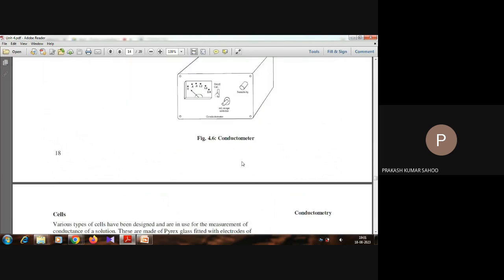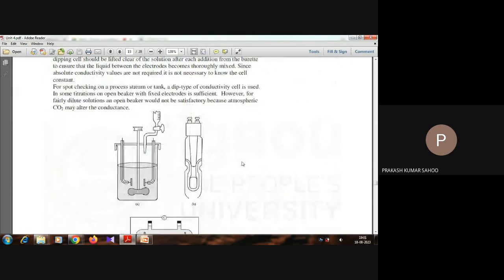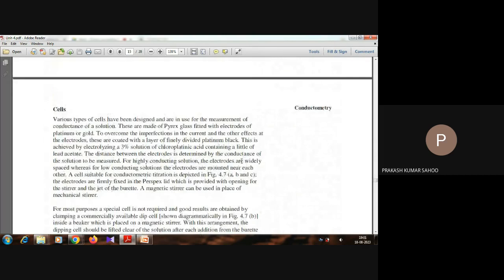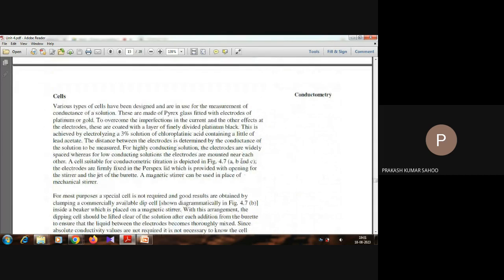Okay. So these are the cells used in a conductometer. Various types of cells have been designed and are in use for the measurement of conductance of a solution. There are Pyrex glass cells. Pyrex is just like a reliable company. Pyrex glass is very costly, fitted with electrodes of platinum or gold to overcome the imperfection in the current and other effects. The electrodes are coated with a layer of finely divided platinum black. This is achieved by electrolyzing a 3% solution.